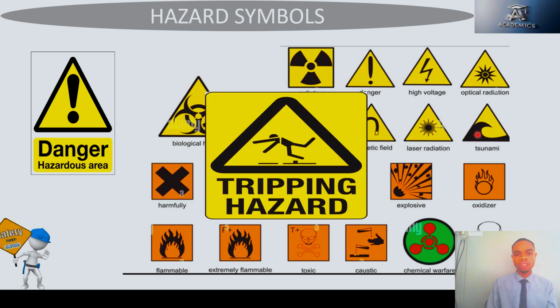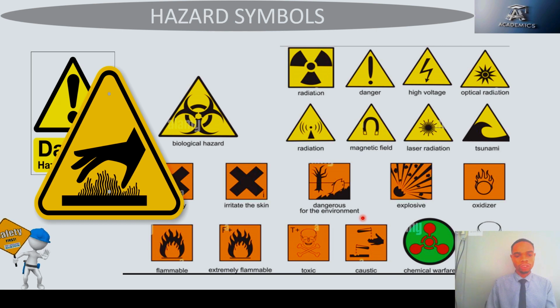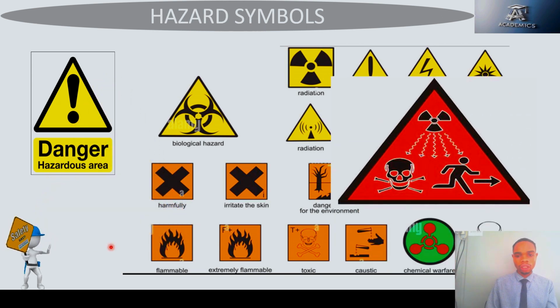We also have the tripping hazard, which means that the thing has the potential to make you fall if you're not careful. We also have this sign, which tells you that the material you're about to touch is very hot, so you have to avoid touching it with your bare hand in order not to get burnt. We also have ionizing radiation. Radiation is very, very dangerous to our health. When you see something like this, it means that the material has the potential to release radiation that can either burn you, lead to death, or affect your health negatively.